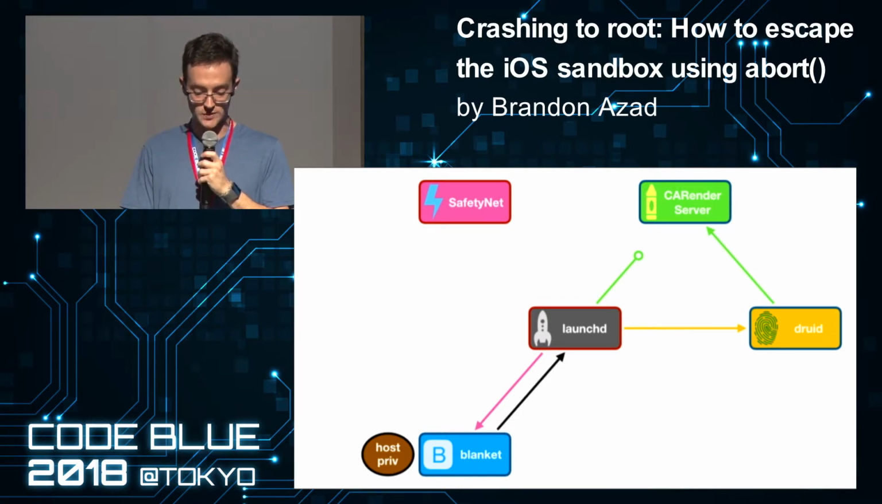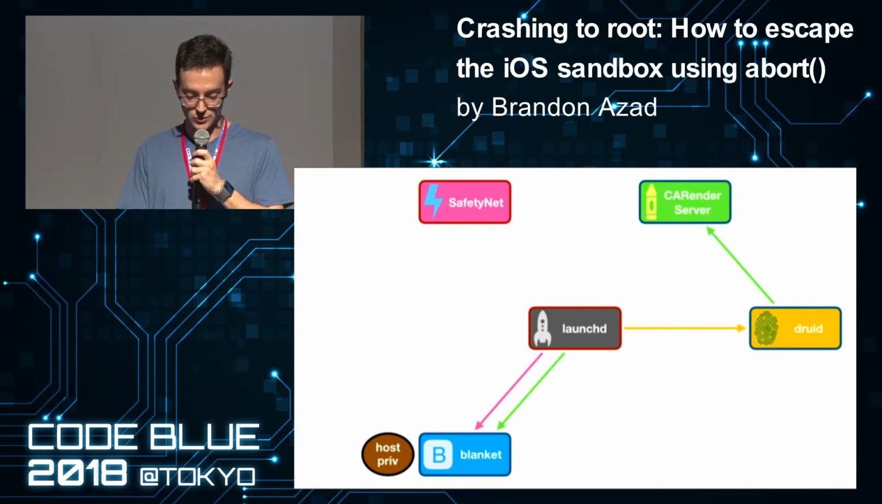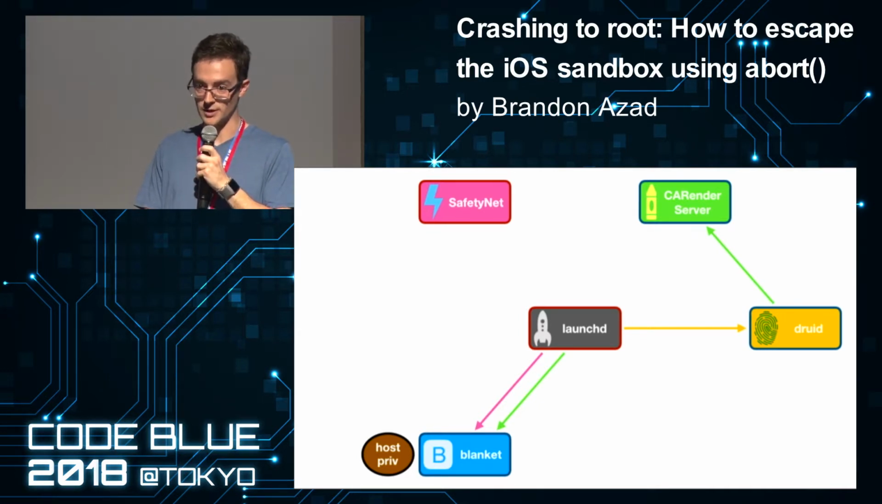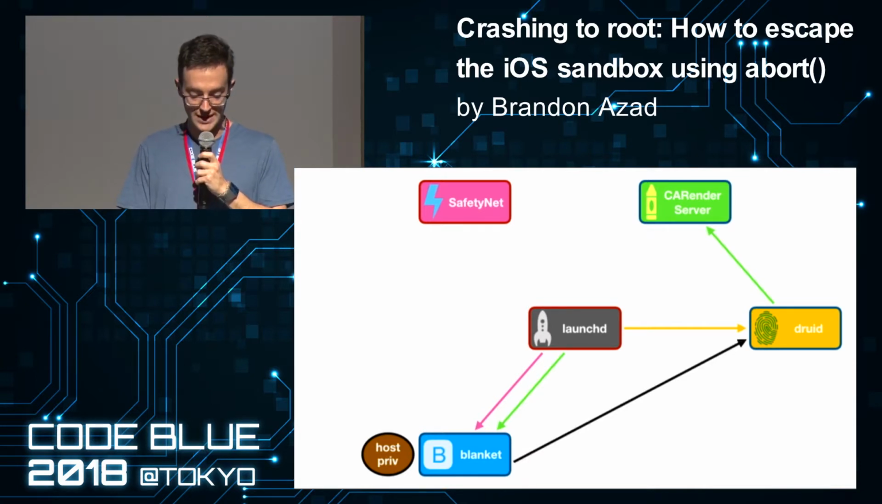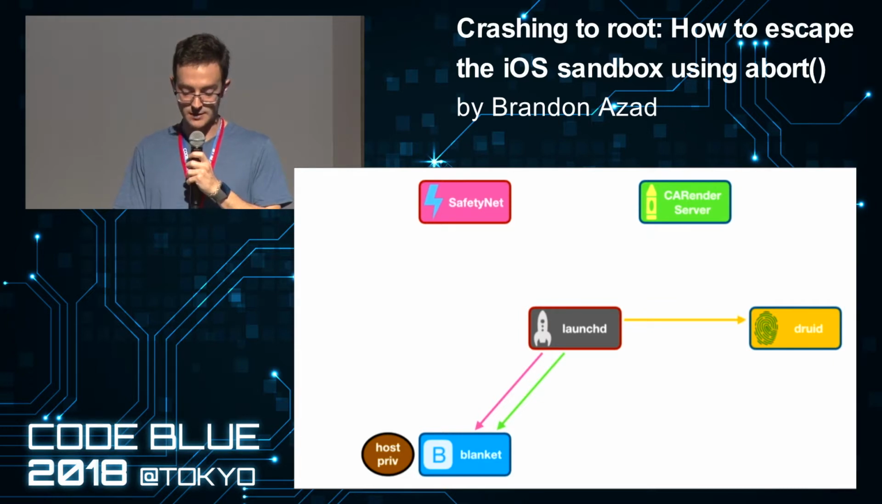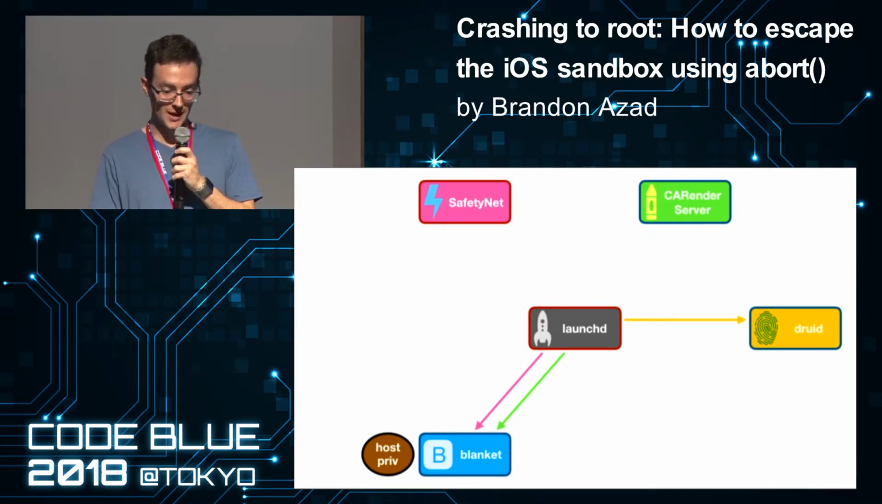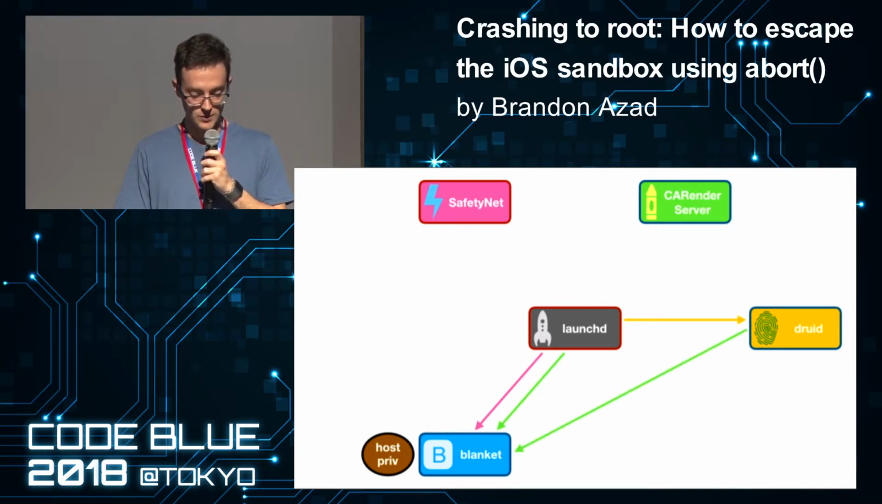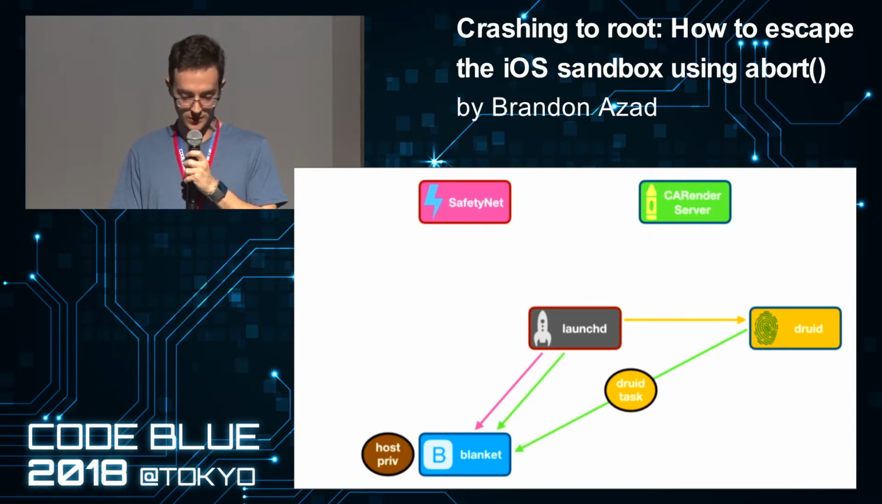We now register a bunch of dummy Mach services with LaunchD and get the CA render server port name reused by a port that we own, at which point LaunchD now thinks that we are CA render server. We now send a message to Druid, causing it to crash, and when Druid starts up again, it'll ask LaunchD, hey, who is CA render server? And LaunchD will reply that we are CA render server. So Druid will start talking with us, and it'll send us its task port.